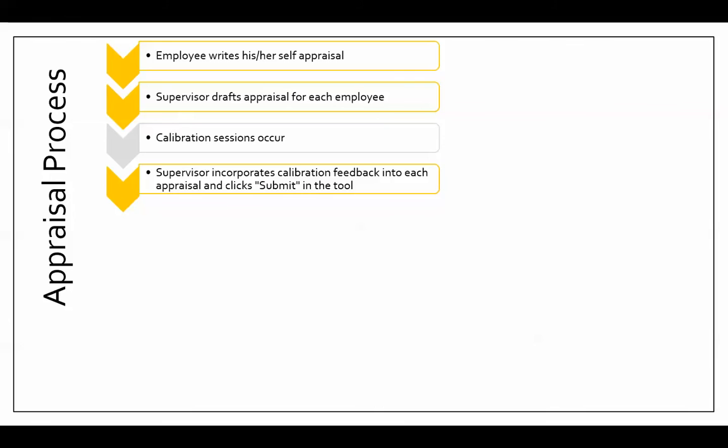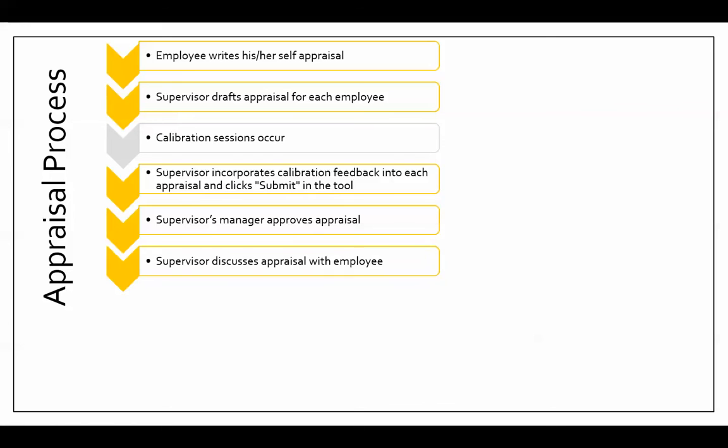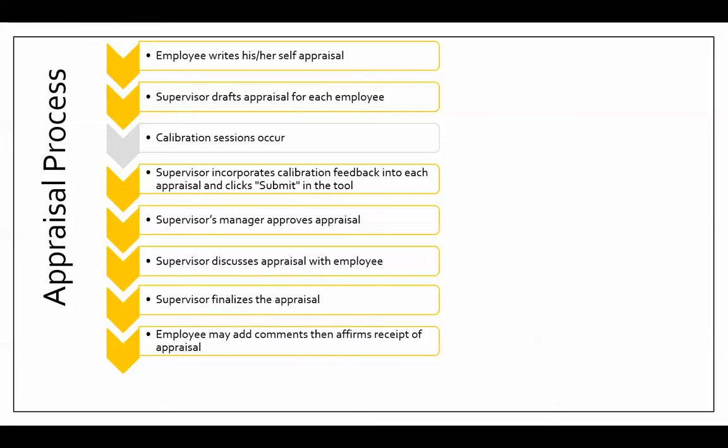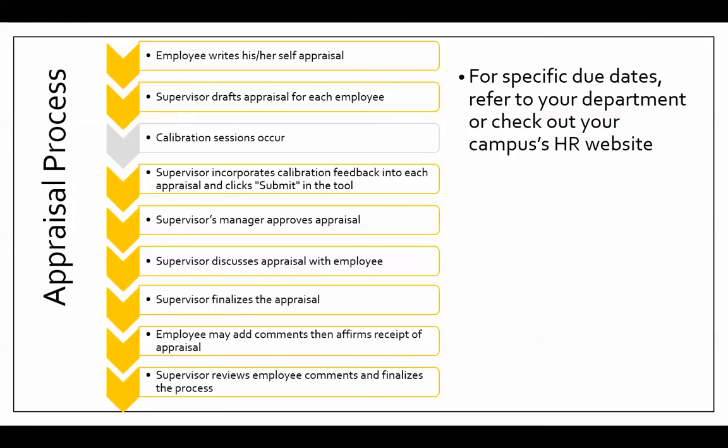When the appraisal is submitted, your supervisor's manager will review and approve the appraisal, after which the supervisor and employee sit down to discuss it. The supervisor then finalizes the appraisal in the myPerformance tool. After that, sign-offs occur. The employee signs off first and can also provide final comments. The appraisal then goes to the supervisor to review the employee's final comments and then to sign off, which completes the process.